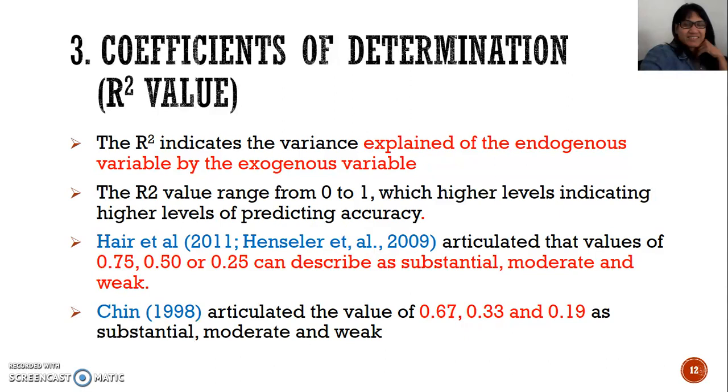Hair in 2011 and Henseler in 2009 articulated that values of 0.75, 0.5, or 0.25 can be described as substantial, moderate, and weak. Chin in 1998 articulated the values of 0.67, 0.33, and 0.19 as substantial, moderate, and weak, so you can choose between them.